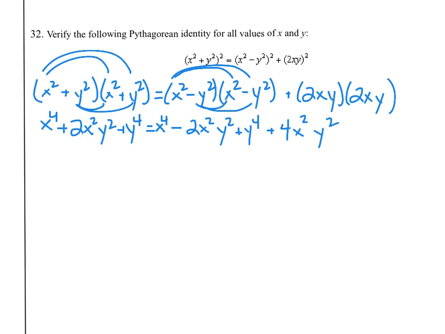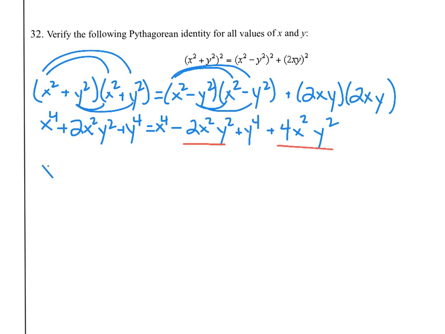All right, so if we look at this, let's see if we have any like terms that we can combine. I don't see anything on the left side that has a like term, but over here I've got a minus 2x squared y squared, and I have a positive 4x squared y squared. So those are like terms. Let me underline those. In that case, we can add those like terms.